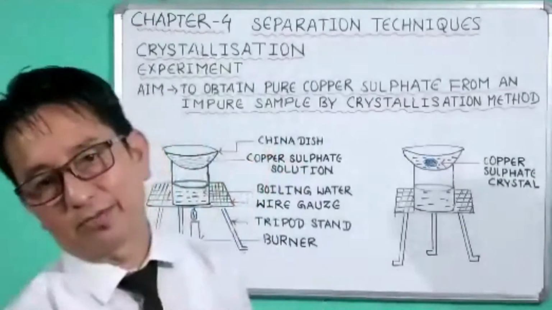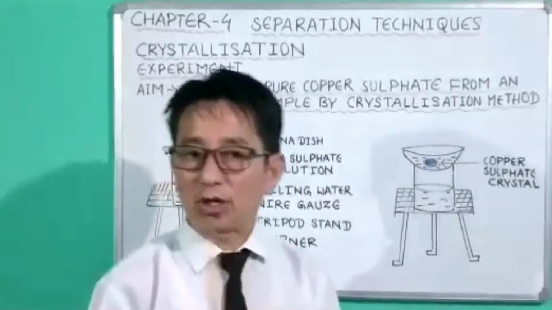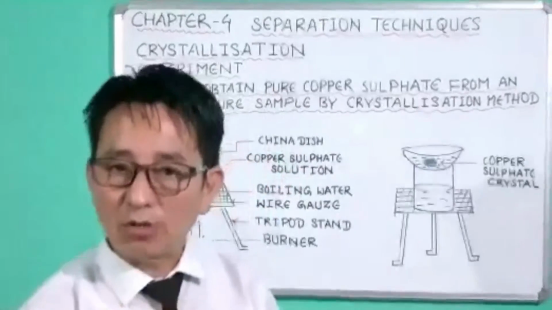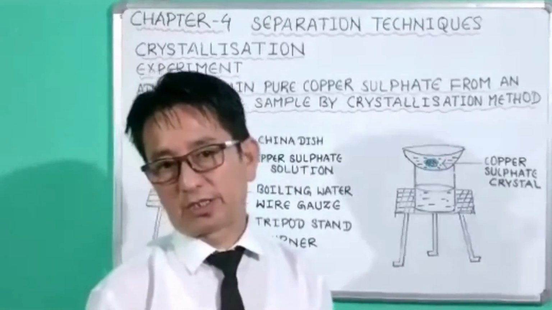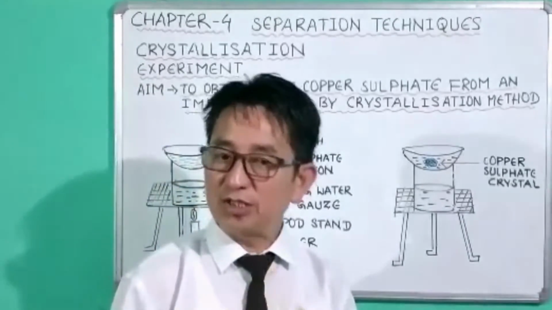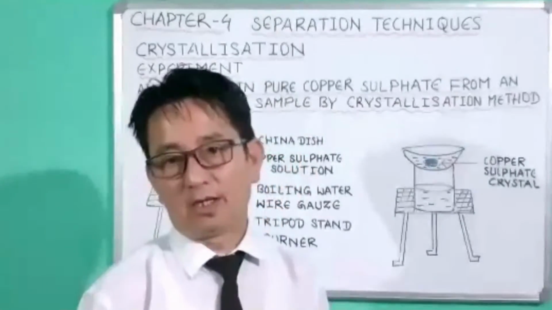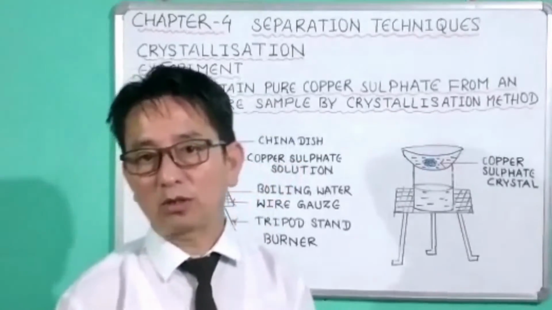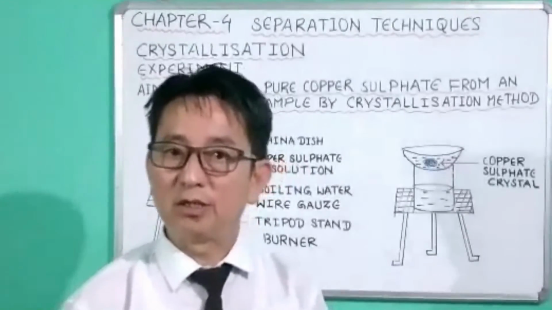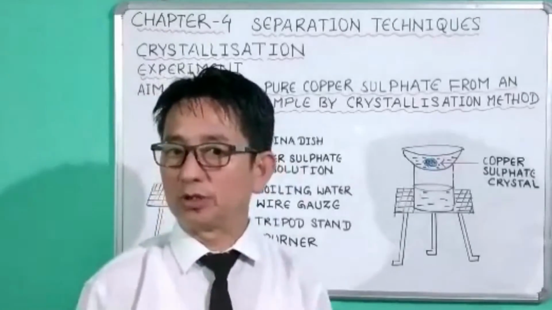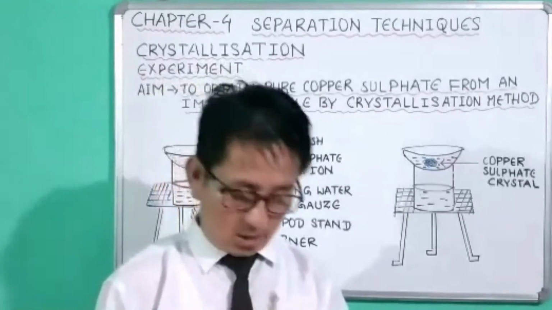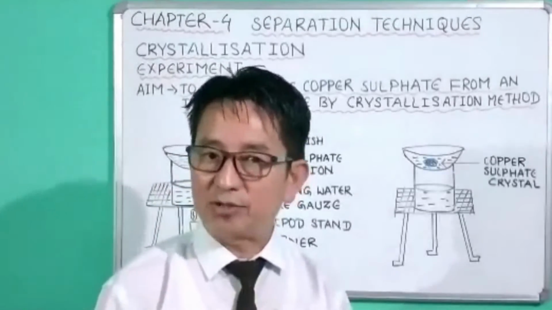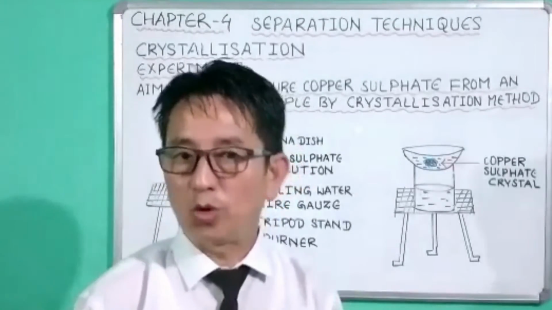Now, second step, the solution is filtered in order to remove insoluble impurities. Third step, the clean solution which is obtained after the filtration is gently heated over water bath to obtain a hot saturated solution. Then stop heating. Now fourth step, allow the hot saturated solution to cool slowly.